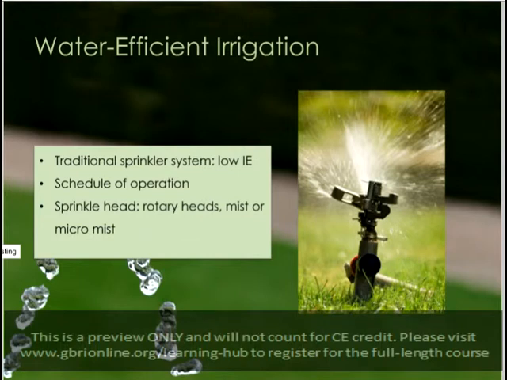Programmable sprinkler systems are better than traditional systems because they can be programmed according to landscape zones, plant varieties, and schedule of operation. For existing building projects, check sprinkler operations on a regular basis to detect any leaks or malfunctions. Retrofit existing sprinkler heads with high-efficiency ones to minimize water waste and for more uniform water distribution. High-efficiency sprinkler heads can include rotary heads, mist, and micromist types.